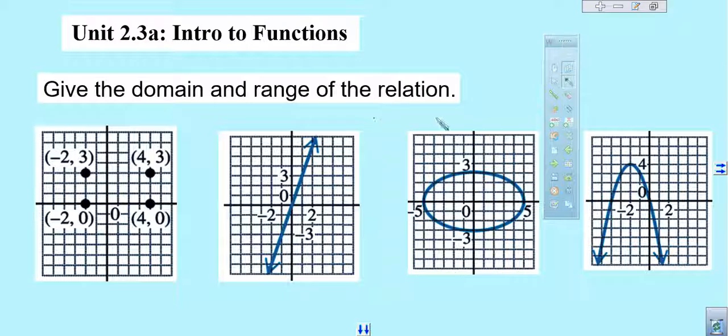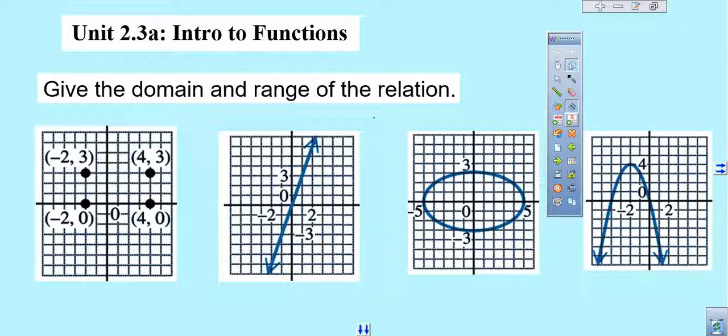So we jump into this and we have a thing called the vertical line test. What the vertical line test does for us is it basically says that if I draw a vertical line through a graph of an equation, if the line passes through more than once, then it's not a function.